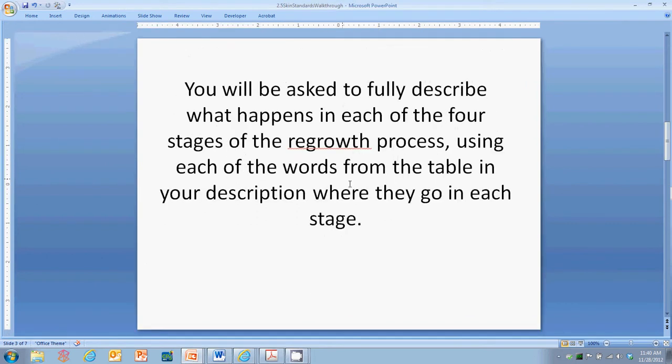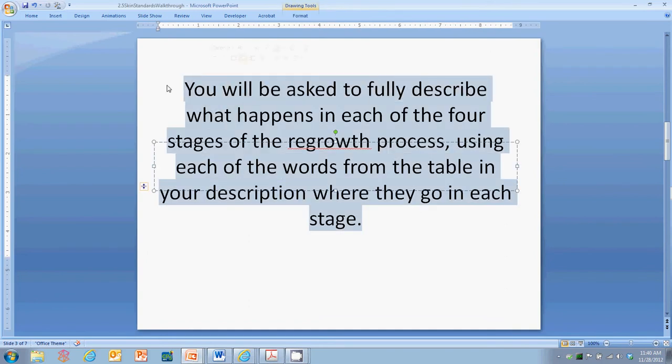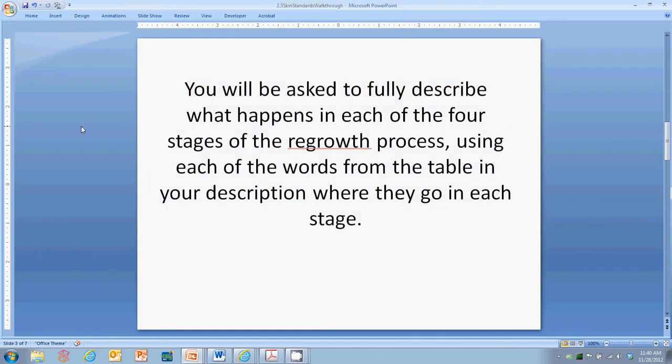You're going to be also asked to fully describe what happens in each of those 4 stages using words from the table in your description. So I'm going to do both at once because you can't really separate the drawing and the explanation. So we're going to do both at the same time.